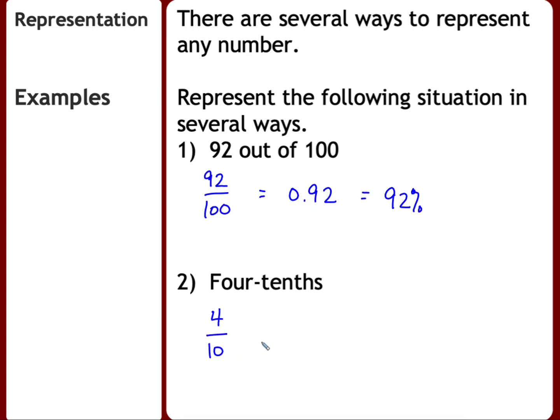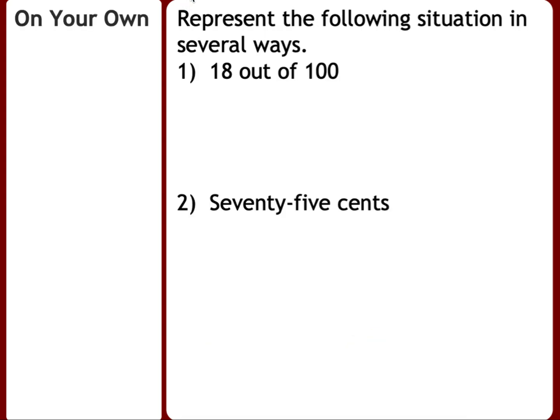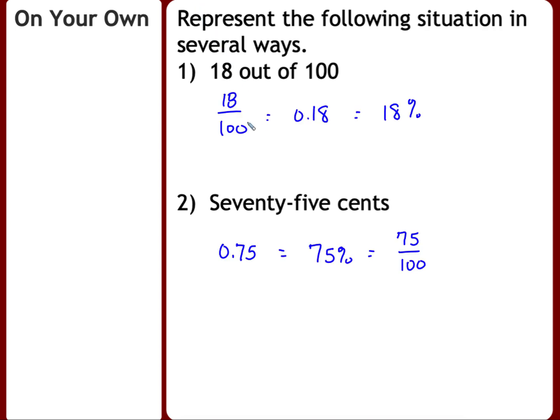4/10 could be written as 4 over 10. That can be scaled up to 40 over 100, which we know is 0.4 or 0.40, which is also 40%. And of course, we can simplify these. So there are other representations. These are just a few that I'm showing here. So why don't you go on your own and represent these two situations in a few different ways. So I simply did 18 out of 100 as 18 over 100, which is 18 hundredths or 18%. 75 cents is like 0.75, like 75 cents with a dollar symbol here. And that's equal to 75% or 75 over 100. And again, we can simplify some of these fractions and get some other representations.